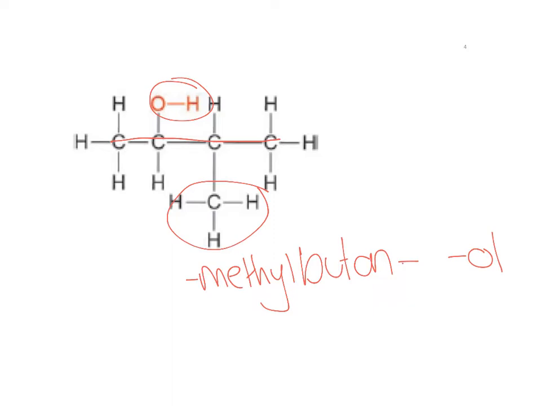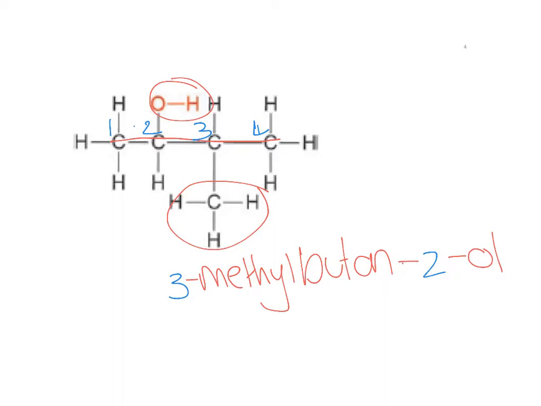In terms of the hierarchy of our numbering, the OH is more important. So if we go from left to right, always try to start from left to right: 1, 2, 3, and 4. That puts the OH on 2 and the methyl group on 3, and that's great.